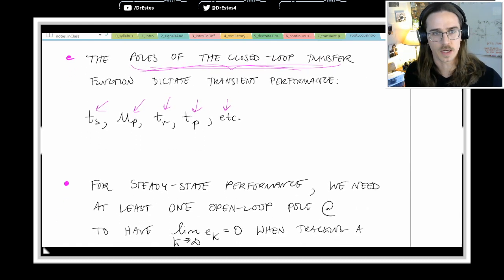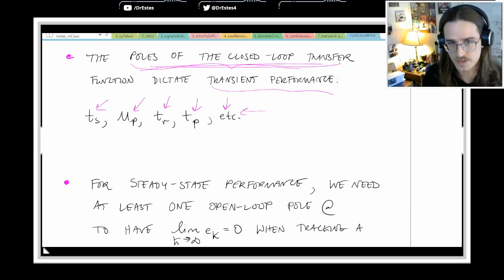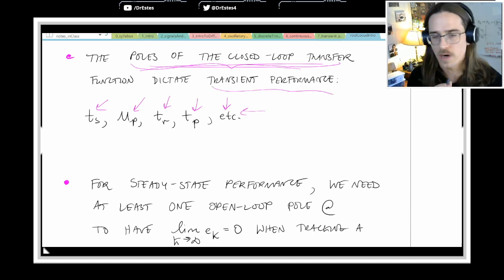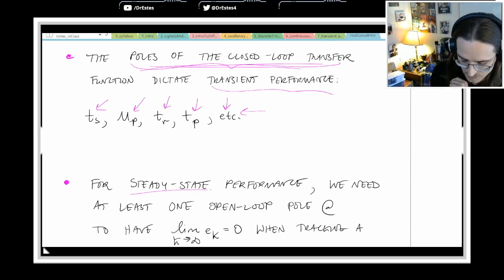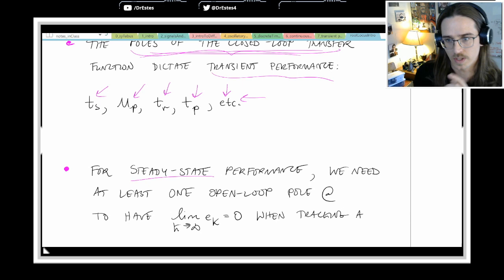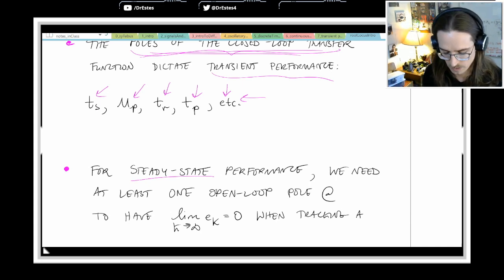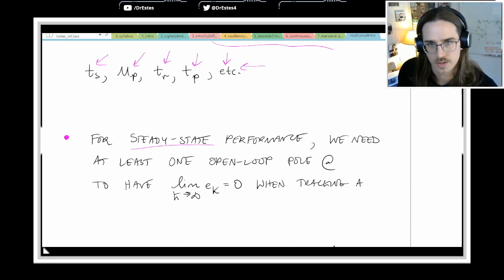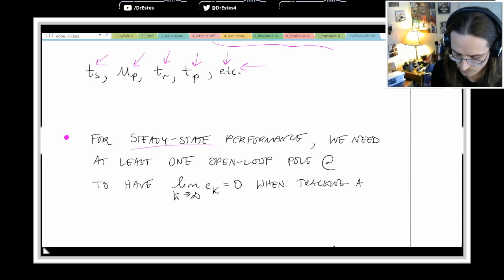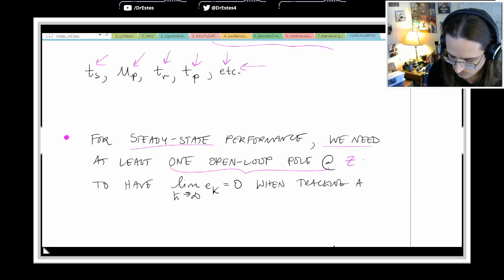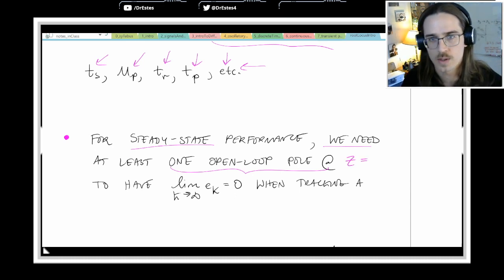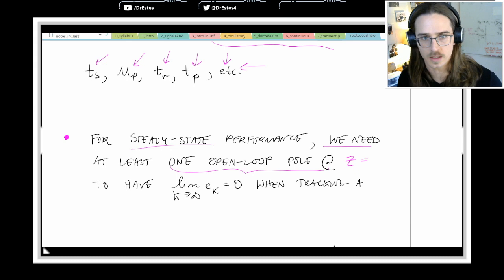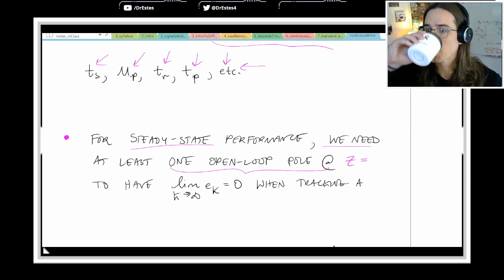All right. There's one other thing you need to keep in mind. So these are transient performance. They're like as you're transitioning to following the reference. For steady state performance, so this is talking about if you let your controller just run for a little bit of time, is the output actually going to follow the reference? And so we discovered you need at least one open loop pole at z equals, anybody? If you want to have zero steady state error when tracking specific references, there we go.